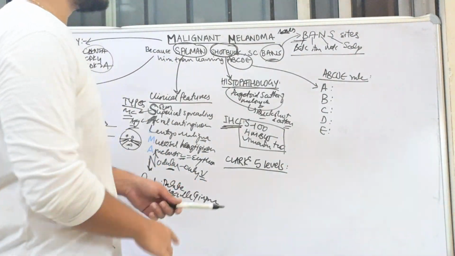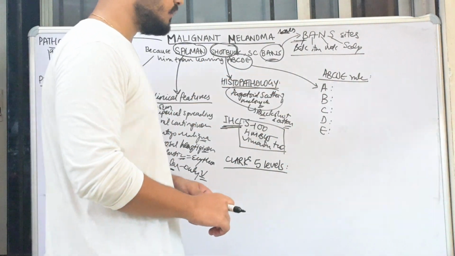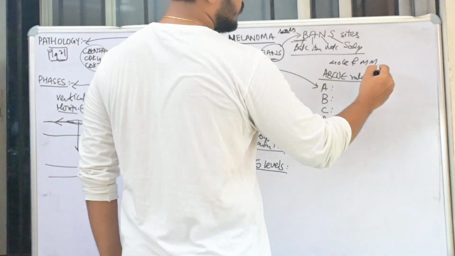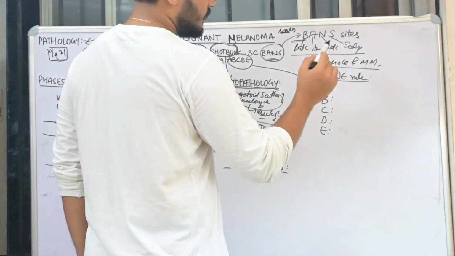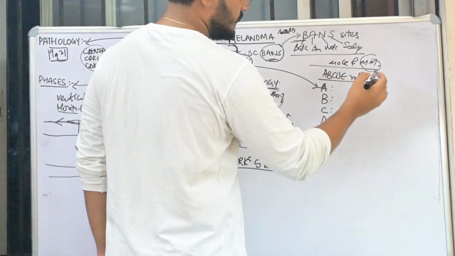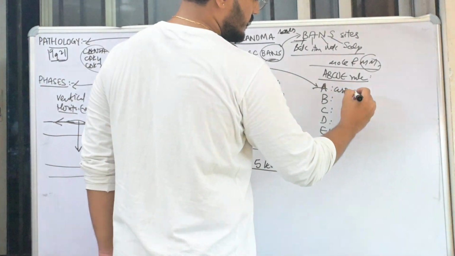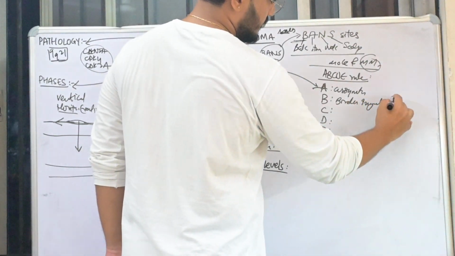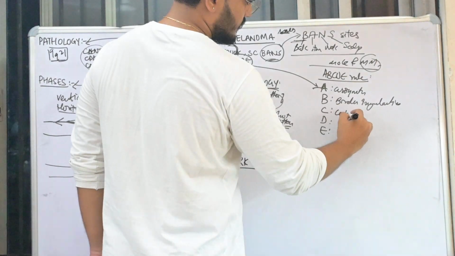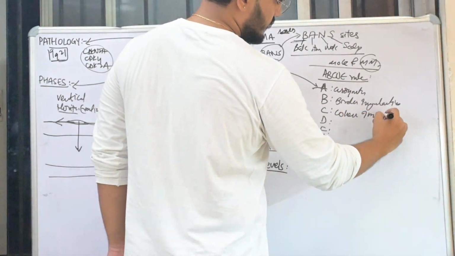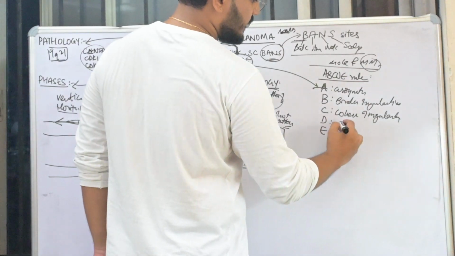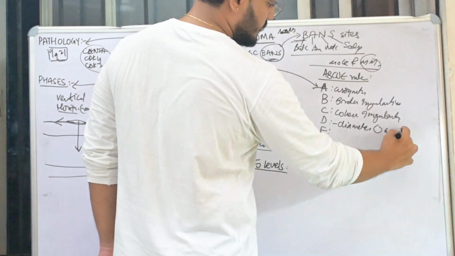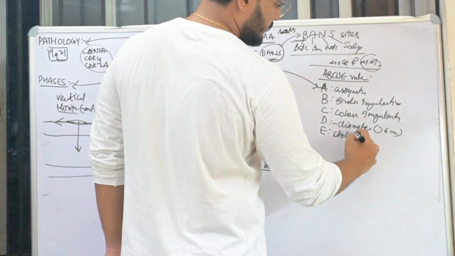Okay. Then moving on to the ABCD rule. Why is it given? How will you differentiate between a mole and malignant melanoma? It is malignant melanoma if the lesion is asymmetrical, if there are border irregularities, if there are color irregularities, if there is a larger diameter, that is more than 6 cm, and E is for evolution or evolving.